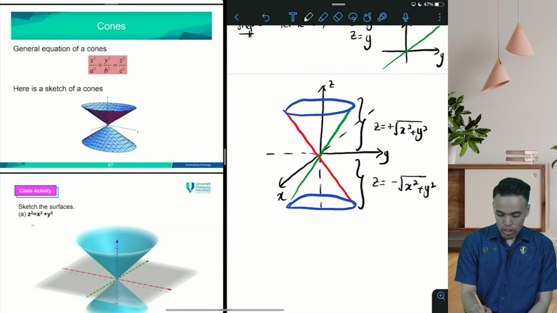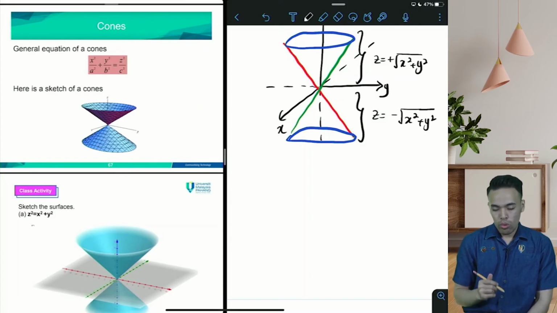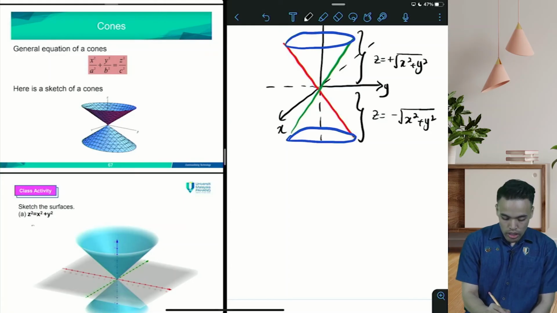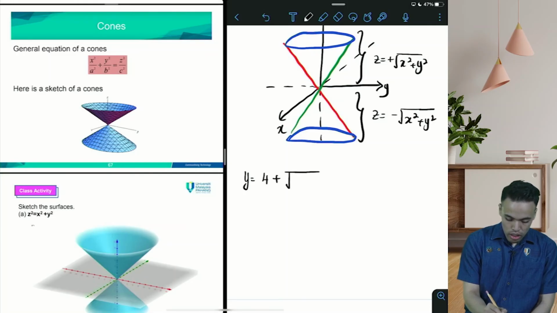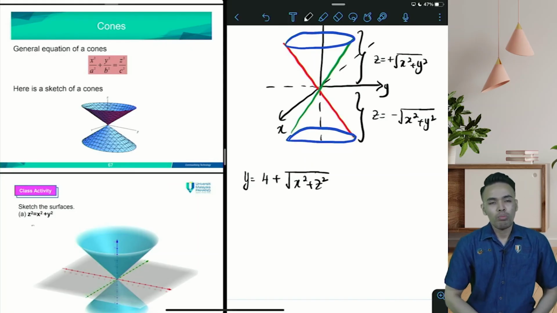Meanwhile, the lower part of your cone is given by z is equal to negative square root of x squared plus y squared. Okay, what will happen to the equation of cones if you are given an equation such as y is equal to 4 plus square root of x squared plus z squared? Whenever the equation given to you involves a z notation like this, you should know that it will give you a surface that looks like a cone.